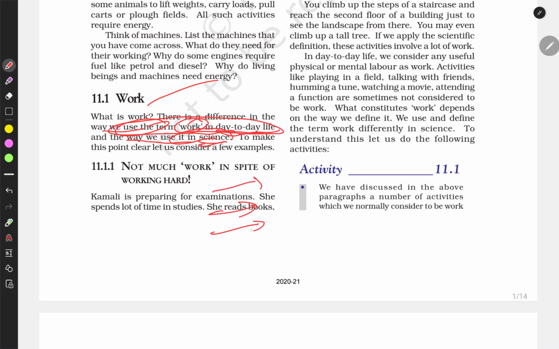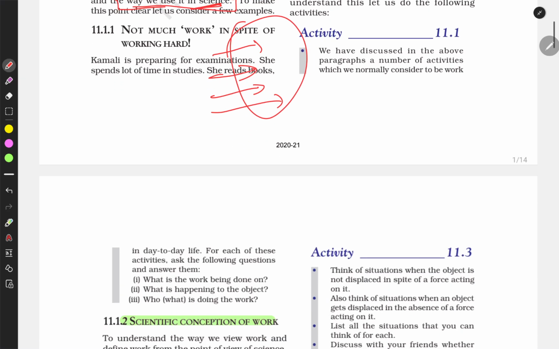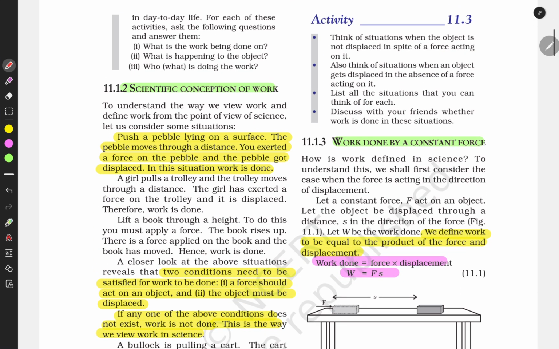Maybe I'm working in the kitchen, I'm working on the floor. The word we are using in daily life is different from what we understand in a scientific way. So, what is the scientific concept of work?